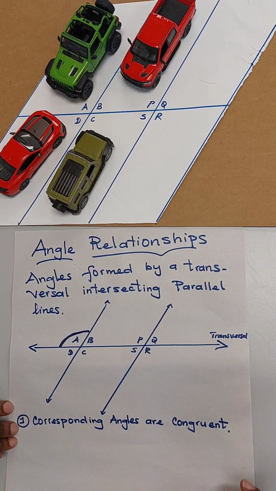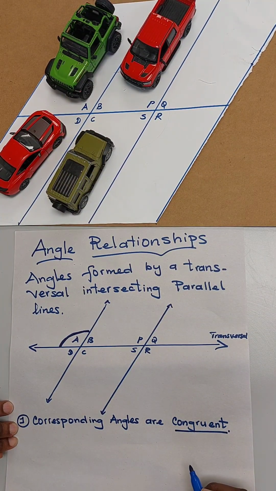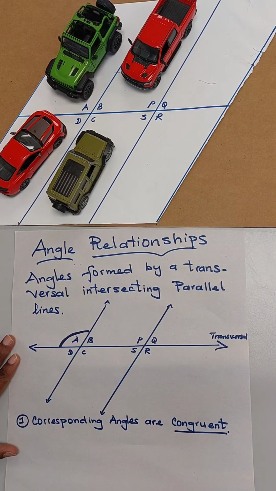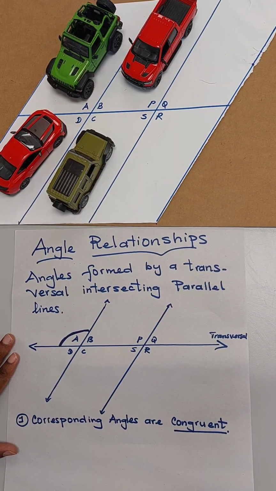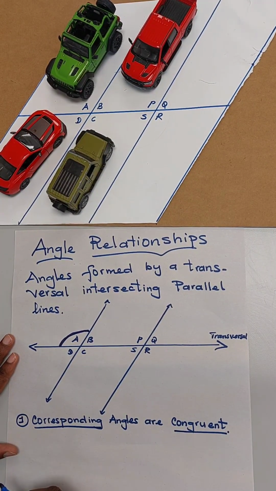Now the first relationship that we are going to look at is the relationship between corresponding angles. Corresponding angles are congruent in this scenario. The word congruent is the word that is used to define equal angles in geometry. So instead of saying the angles are equal in measure, we say they are congruent. But then what are corresponding angles?